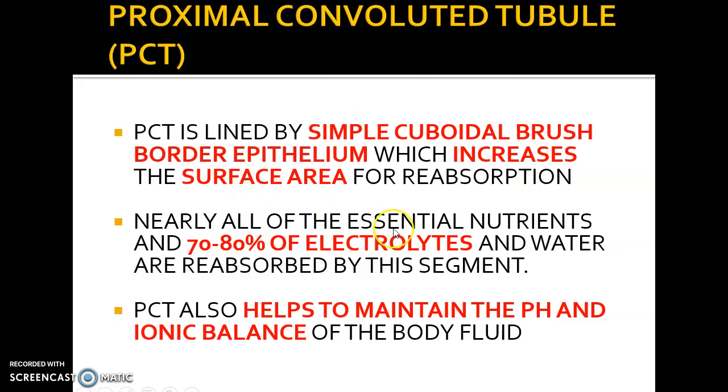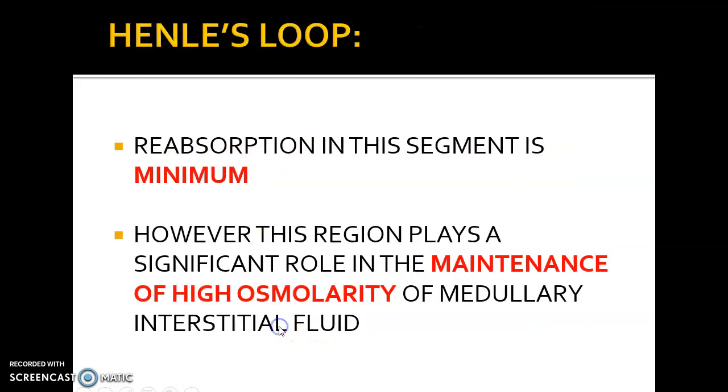So nearly all of the essential nutrients and 70 to 80% of the electrolytes and water are reabsorbed by this segment. So if you have a look here, the percentage of reabsorption is maximum in the PCT. The maximum amount of reabsorption occurs in the PCT. The PCT also helps to maintain the pH and ionic balance of the body fluid.